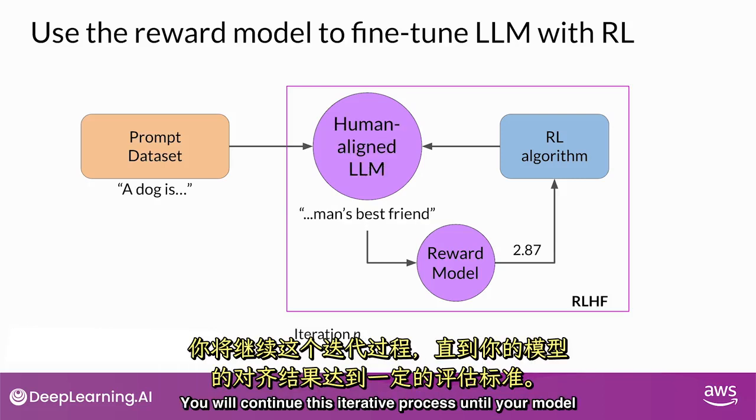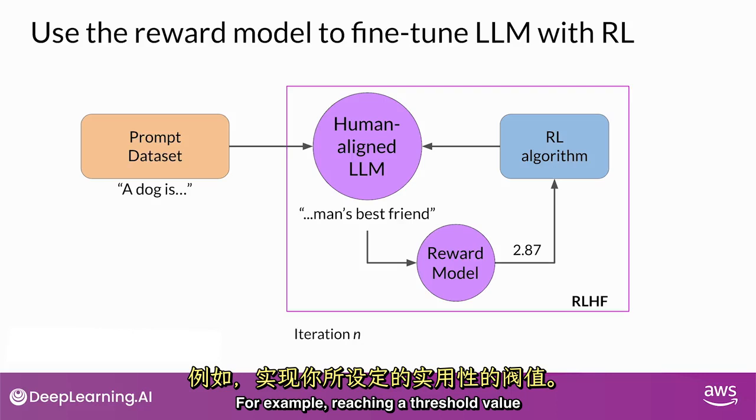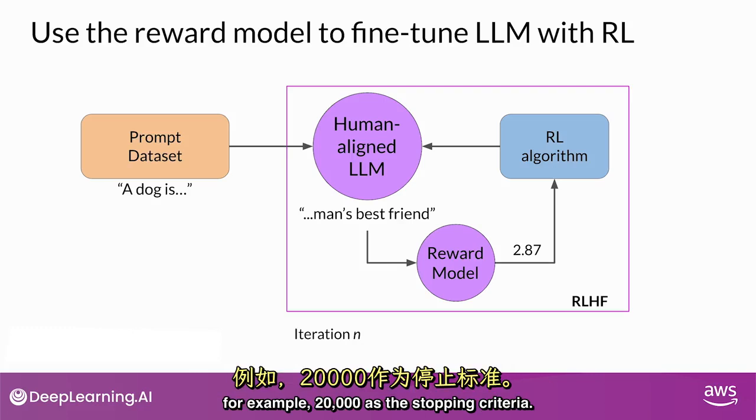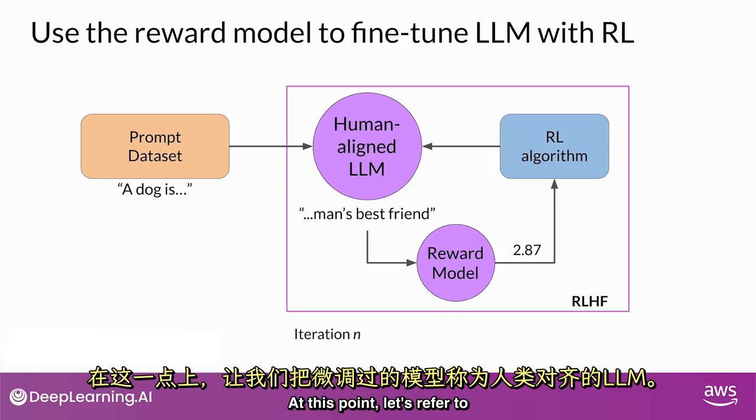You will continue this iterative process until your model is aligned based on some evaluation criteria. For example, reaching a threshold value for the helpfulness you defined. You can also define a maximum number of steps, for example, 20,000, as the stopping criteria. At this point, let's refer to the fine-tuned model as the human-aligned LLM.